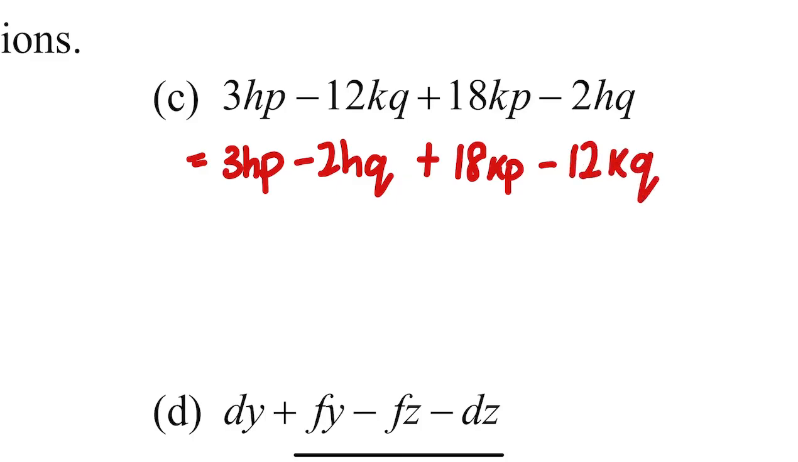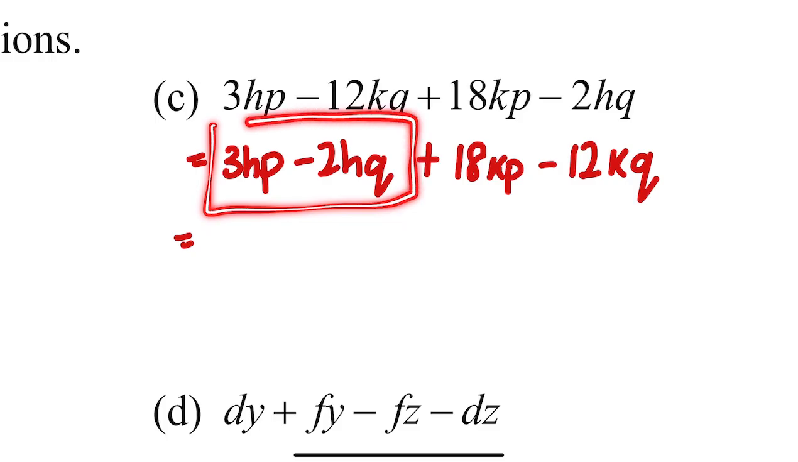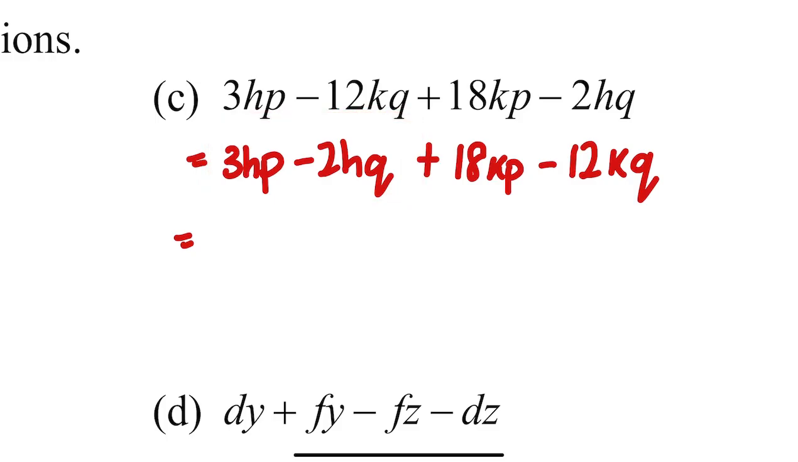Now, first step. The steps are the same already. I hope you can start to see the pattern. Step 1. Look at the first two terms over here. Find out any common factors. We notice that 3 and 2 have no common factors, but I have an H over here, which is a common factor. So if I factorize out an H, I'm left with 3P minus 2Q.